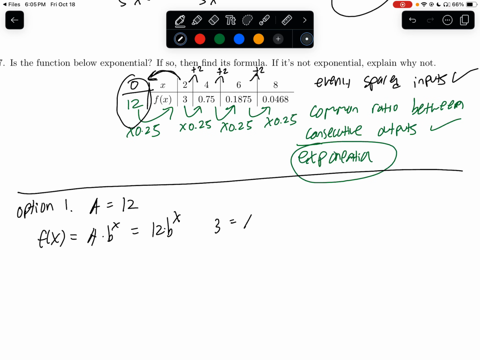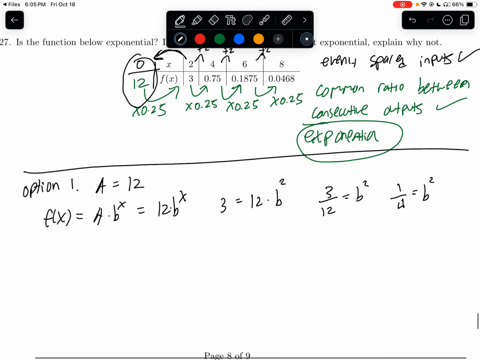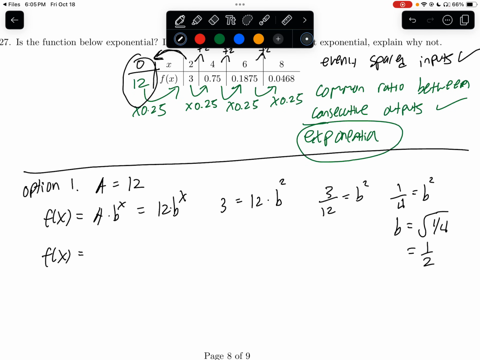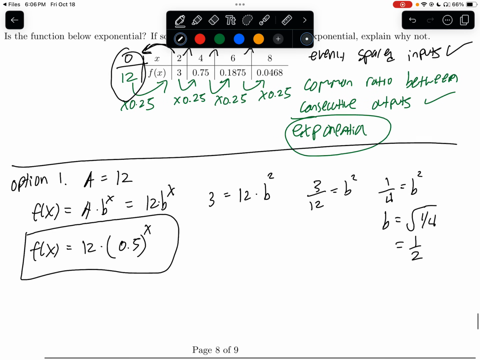So if I put in 3, 3 equals 12 times b squared, then I divide by 12, and I get 3 over 12 equals b squared, and that's 1/4, so 1/4 equals b squared, and so b is the square root of 1/4, which is 1/2. So then the function is a, which is 12, times b, the growth factor, which is 0.5, or 1 over 2, to the power x. And so this is the formula for the function.